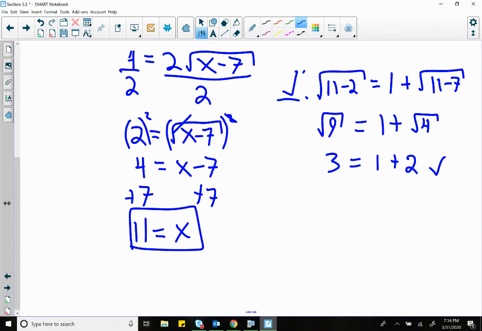The biggest thing is you have to get the radical by itself, and then you get rid of the radical or the root by taking it to the power of whatever the root is. If it's a square root, we squared it. If it's a cube root, we cubed it. If it's a fourth root, we would have taken it to the fourth power.